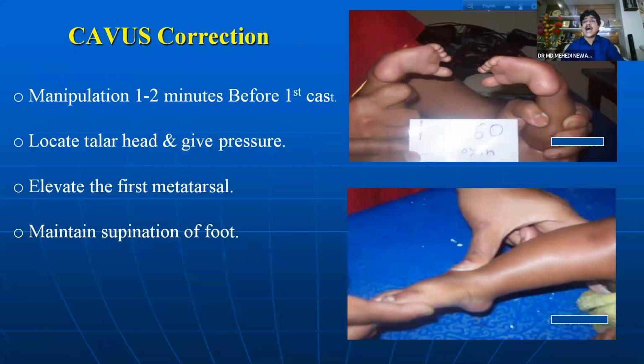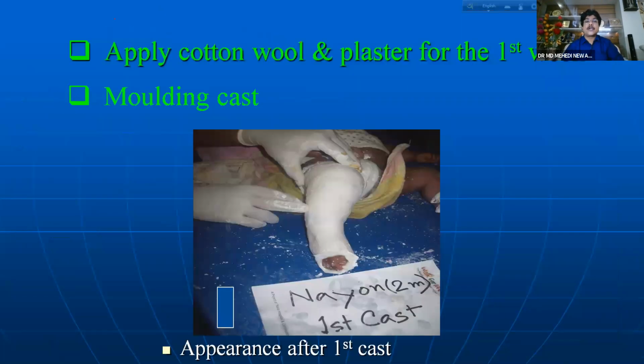Cavus with first correction. How do we correct the cavus? Manipulation at first you have to do, and it is 1 to 2 minutes. And important is to locate the talar head and give pressure over the talar head. Elevate the first metatarsal and maintain the supination of the foot. Don't do it by pronation. It is very harmful. Always maintain supination in all the procedures. And then apply cotton wool and plaster for the first week. Molding cast. Appearance after first cast is this. This is done by me.